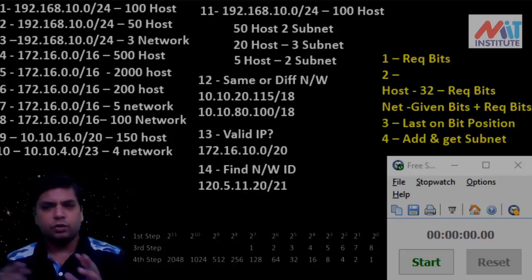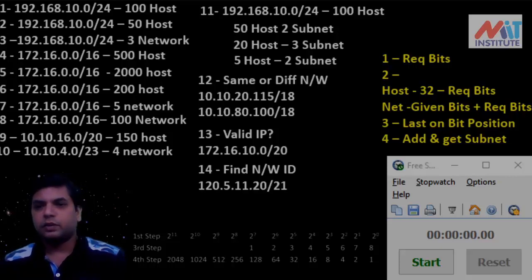We are not going to use any decimal value in this. If you are not good with binary, I will give a link in which you will understand the subnet mask in binary, all the things you need to know to understand this video properly. First you need to understand the basics, and then you can use this method. So let's start with the first example.